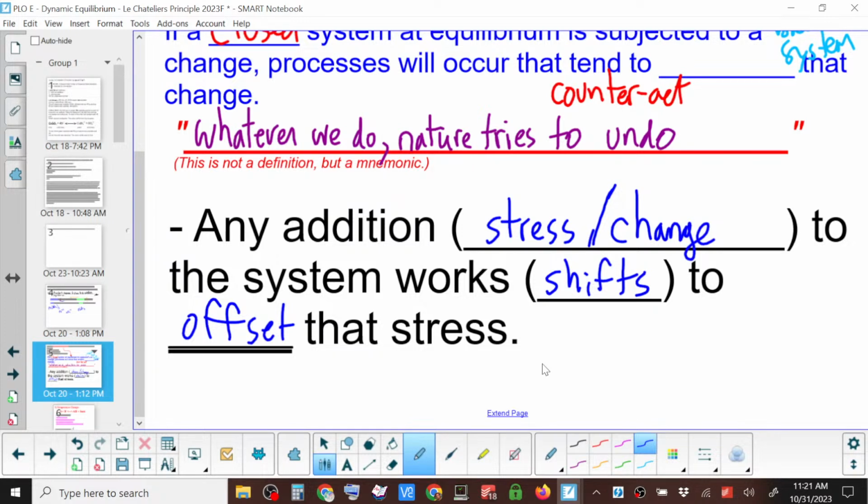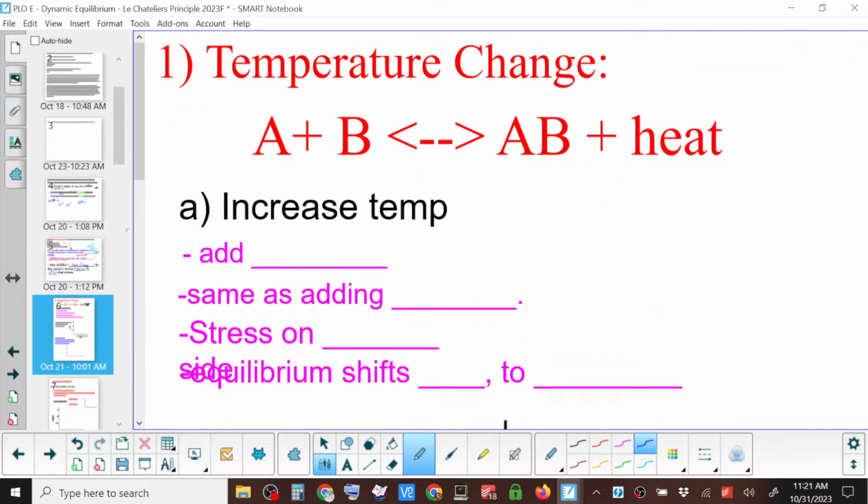So, we're going to start graphing some of these in terms of rate. That should probably help a little bit. We have a temperature change. And from last day, think of heat as just one of the reactants. You can increase it, you can decrease it, and it will shift to either add heat or remove heat. So if you increase the temperature, you are adding heat.